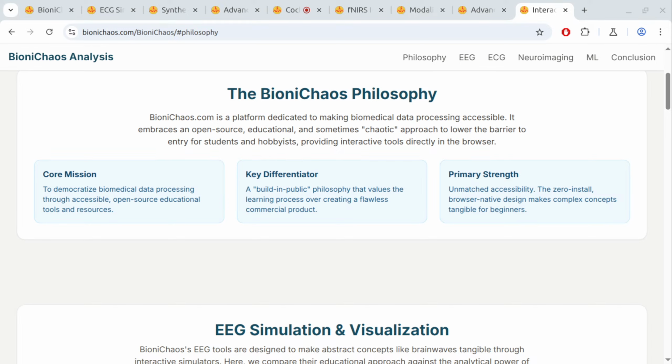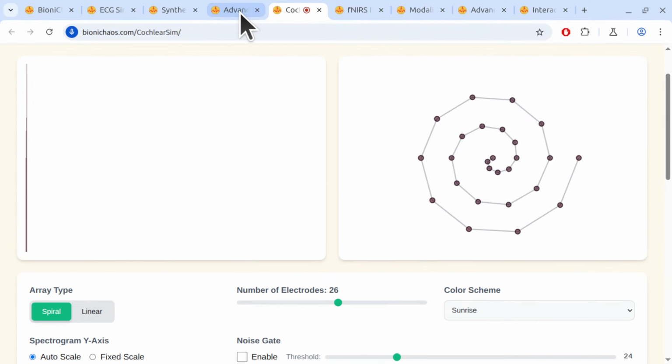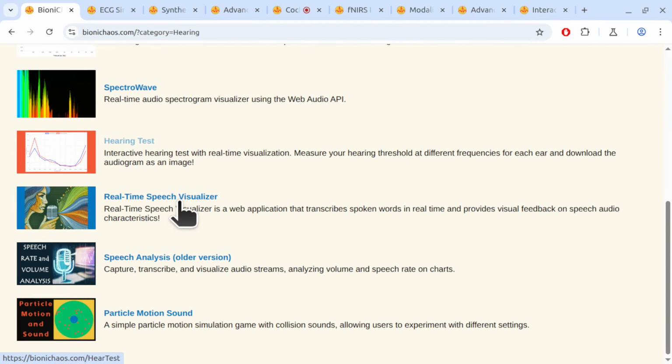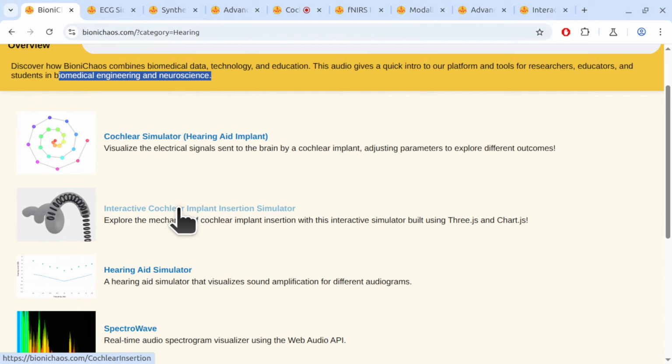Okay, so I want Gemini to do more on this. Want to find, can you find the hearing tools as well and compare them to other existing stuff? And let's do this 3.